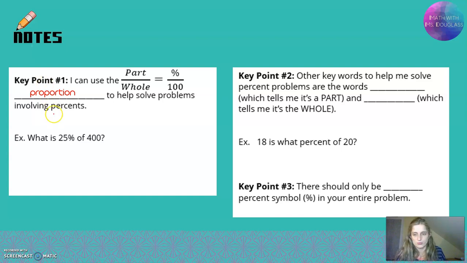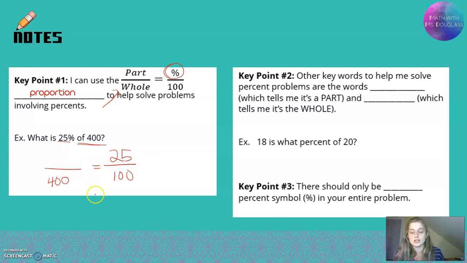So if I give you 25%, you're going to fill in the 100 here. Instead of writing the percent symbol, you're going to fill in your 25. You don't need to include the percent symbol. Now 25% of 400. "Of" is a clue word that we're talking about the whole, so the whole goes down here. Now I've set up a proportion.